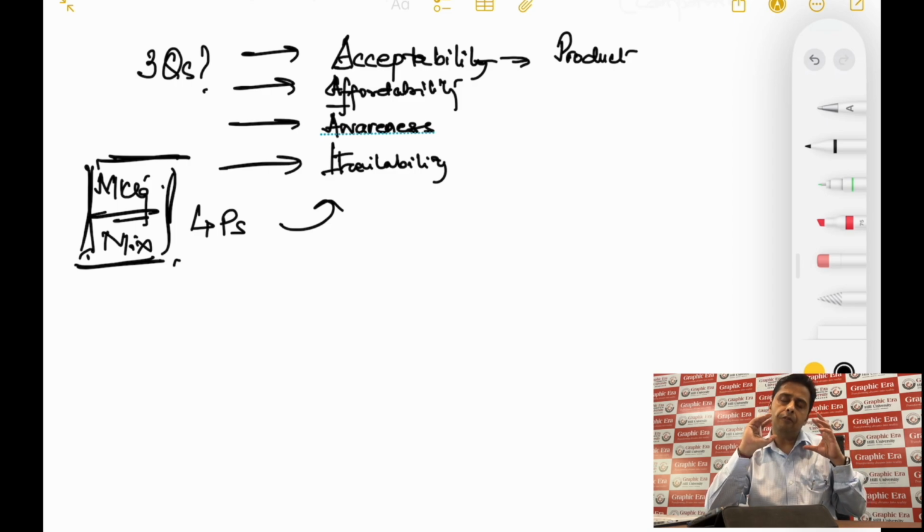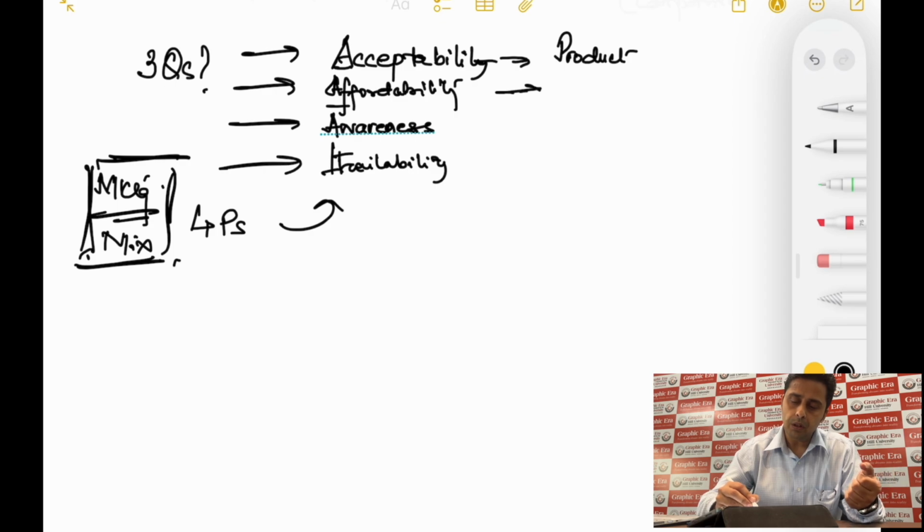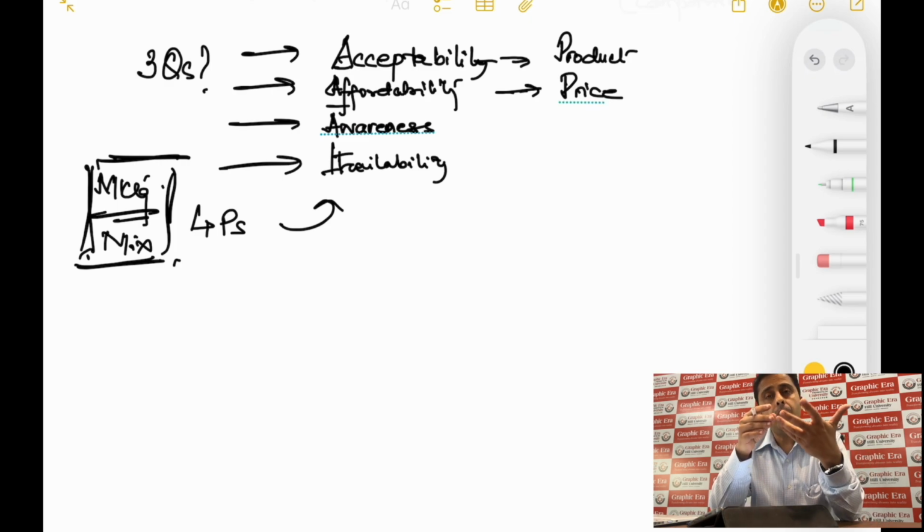So primarily, when we are talking about acceptability, we are talking about the product here. And then product, its value, its features, its utility for the customers. The second is affordability. And if you look at it, affordability deals with the concept of price. How do you price a product so that it appears to be affordable? Now, affordability has different connotations.